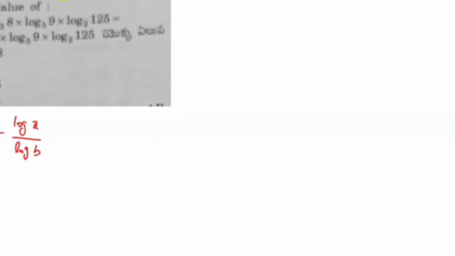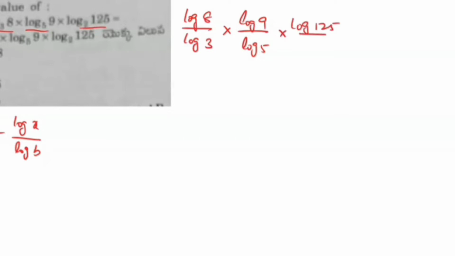So here in this question you have the first term log 8 to the base 3. We can write this as log 8 by log 3, multiplied with log 9 to the base 5, the second term. This can be written as log 9 by log 5, multiplied with log 125 to the base 2, the third one. That can be written as log 125 by log 2.